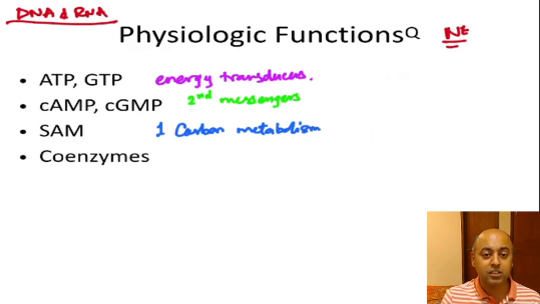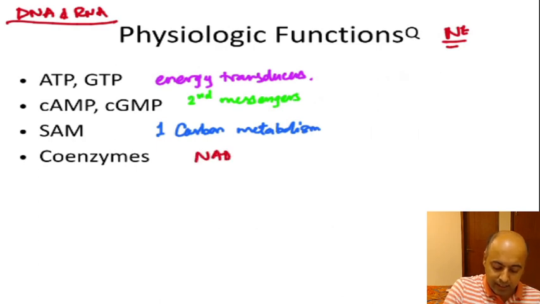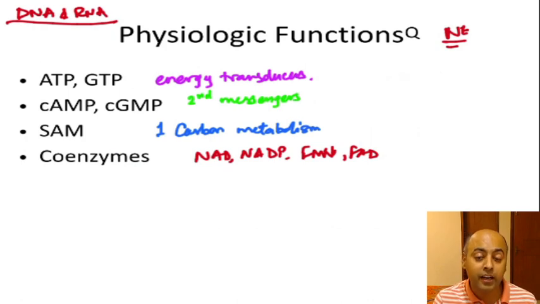And then they can function as coenzymes. Here you must have heard about the molecules NAD, NADP, FMN, FAD. So all of these are nucleotides: nicotinamide adenine dinucleotide, flavin mononucleotide, flavin adenine dinucleotide. So all of these are examples of nucleotides. So nucleotides also function as coenzymes.